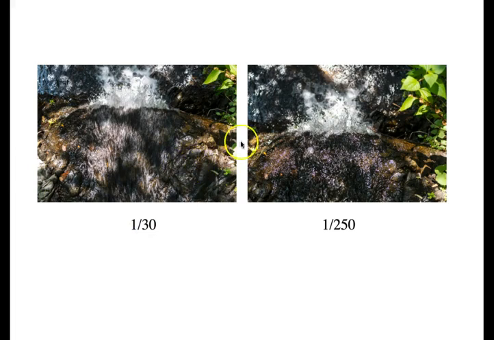Side-by-side comparison of another waterfall. You can see at 1/30th of a second, looking down, it's just this blur. There's no stop motion. But here at 1/250th, it's almost sculptural the way the water hits the edge of the waterfall. And it's because it's moving so fast, and then the shutter speed is so fast that it stops it in midair.